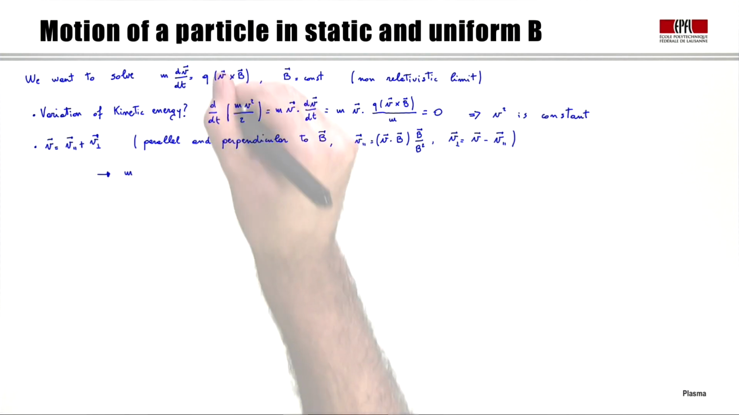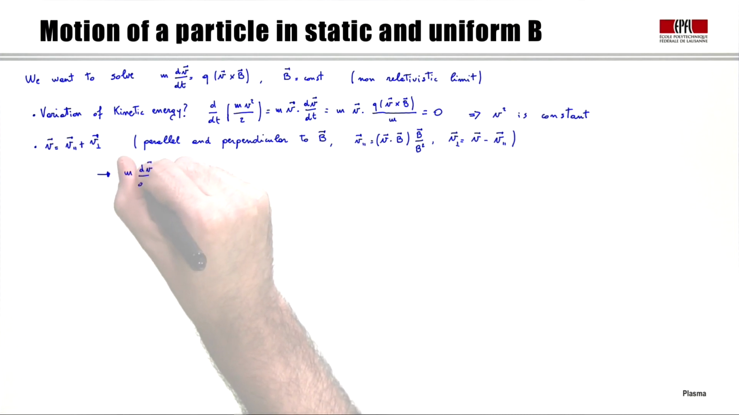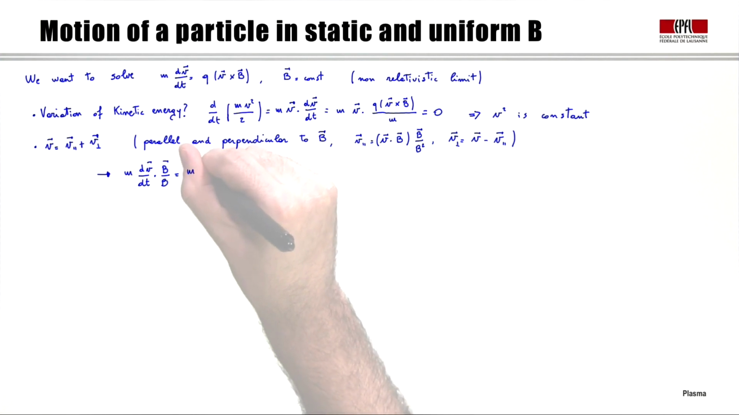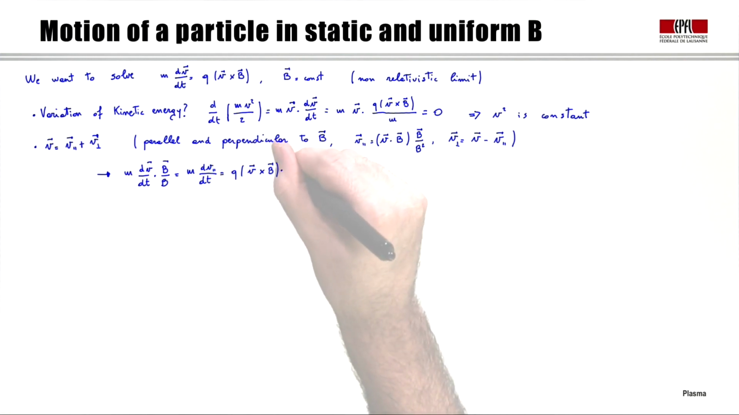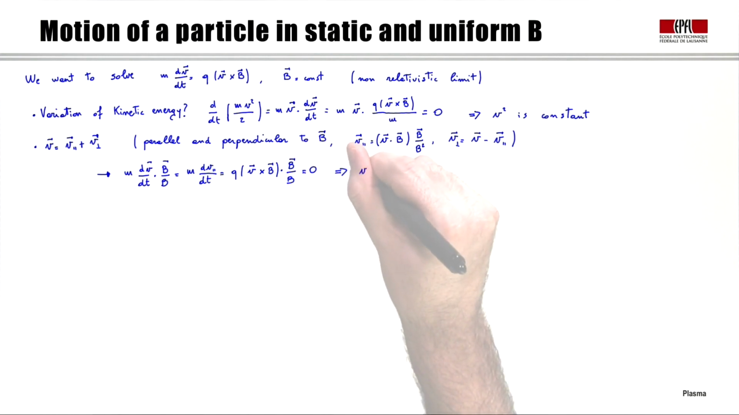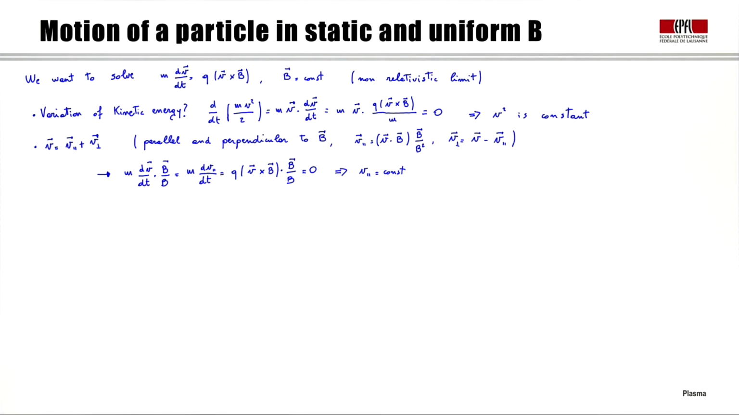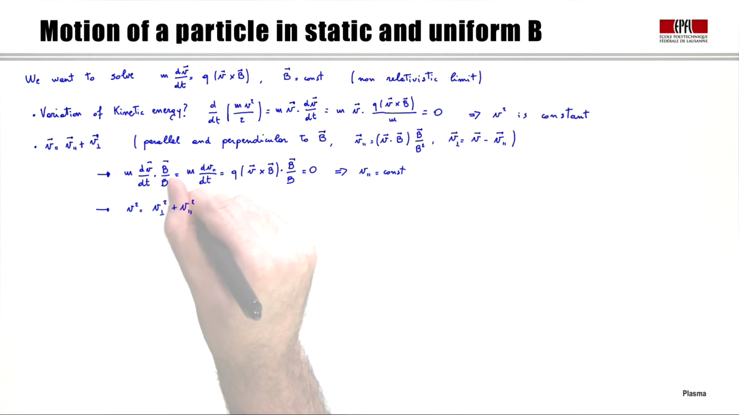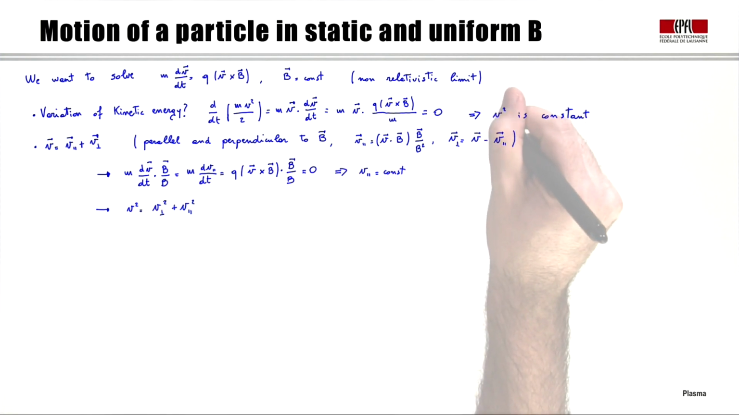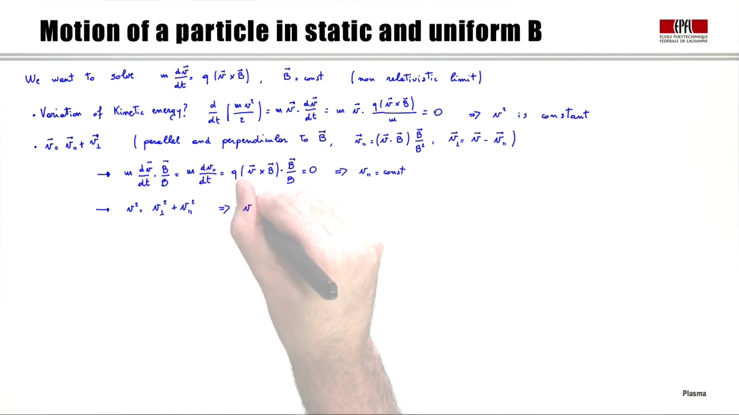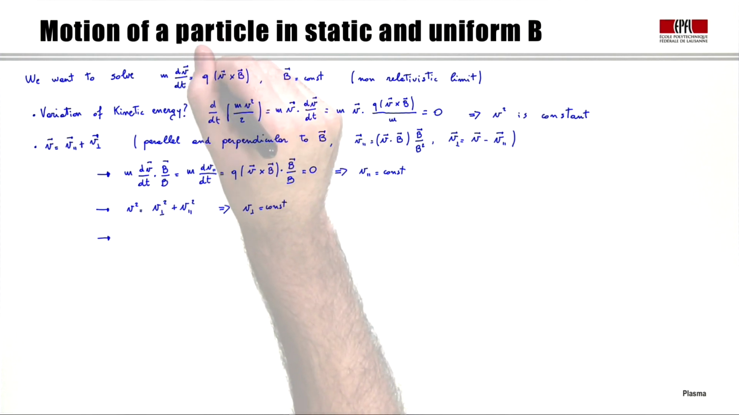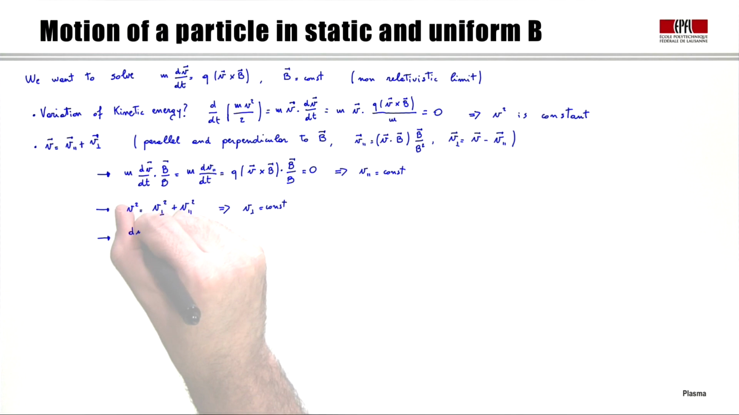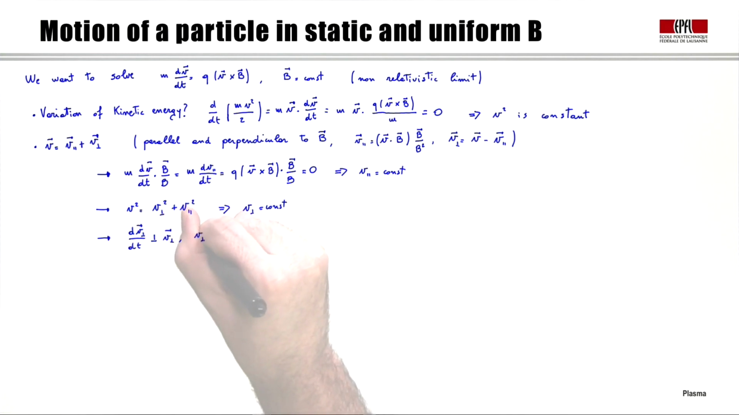We can project the Newton equation along the parallel direction, which gives the time variation of v parallel, equal to the projection of the Lorentz force along the B direction, and this is equal to 0, which implies that v parallel is constant. But we also have that v squared is equal to v perp squared plus v parallel squared. And as both v parallel and v total are constant, then v perp is constant. Now, what we have is that the derivative of v perp is perpendicular to v perp. At the same time, the modulus of v perp is constant.